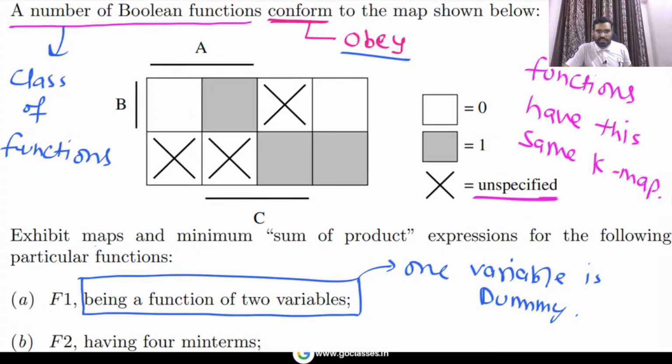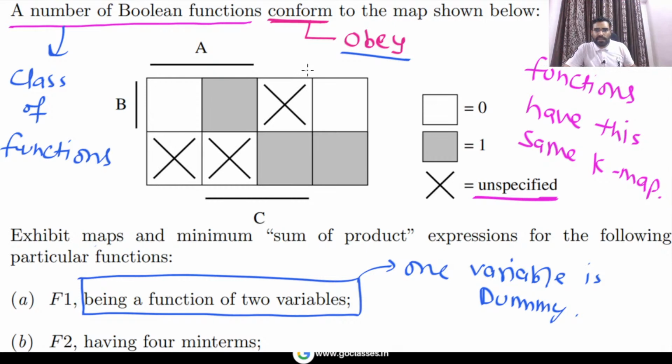So look at what this question is asking. There are a total of 8 functions which have this K map, because there are don't cares. You can keep the don't care 0 or 1 as per your choice. Don't care is like a joker. If you want to make it 0, make it 0. If you want to make it 1, make it 1.